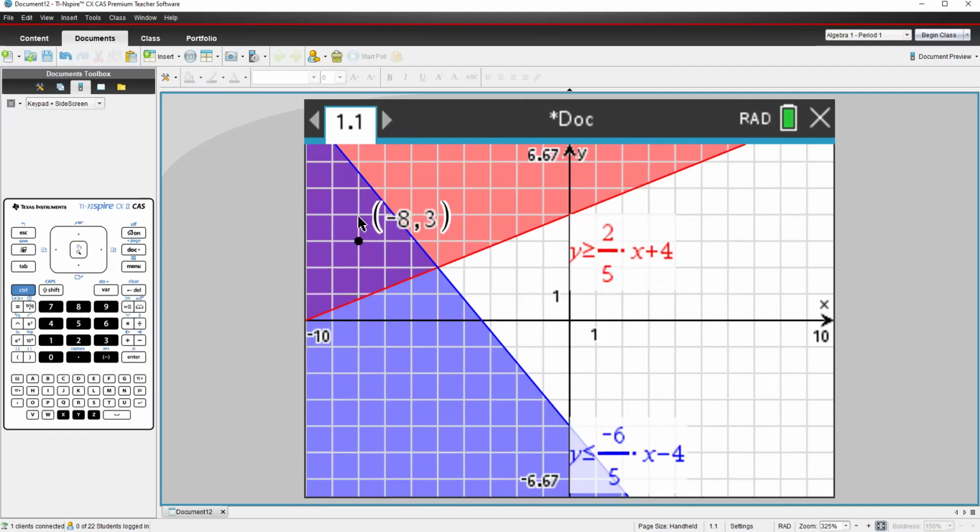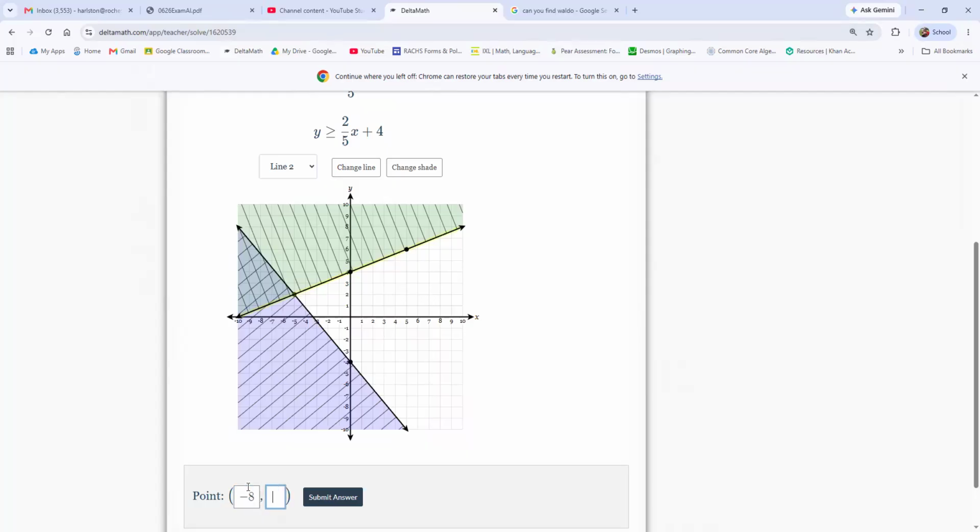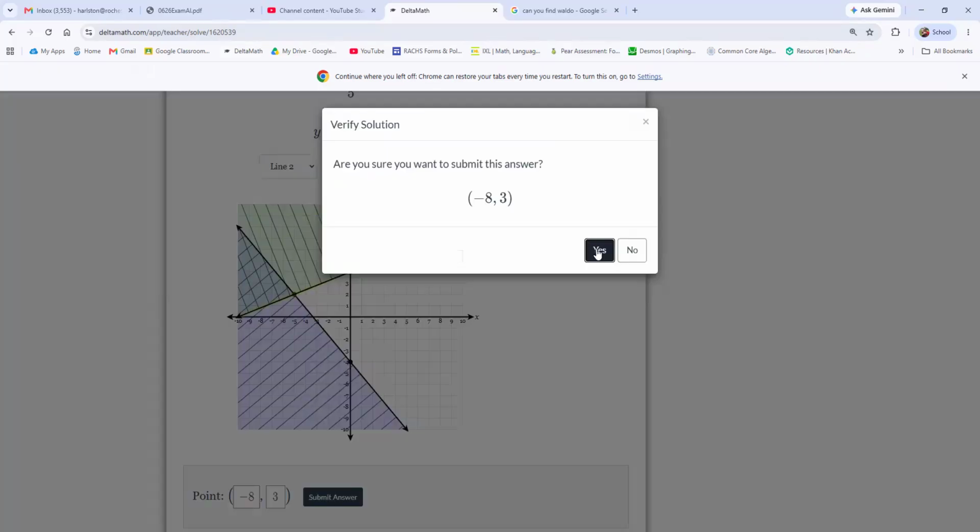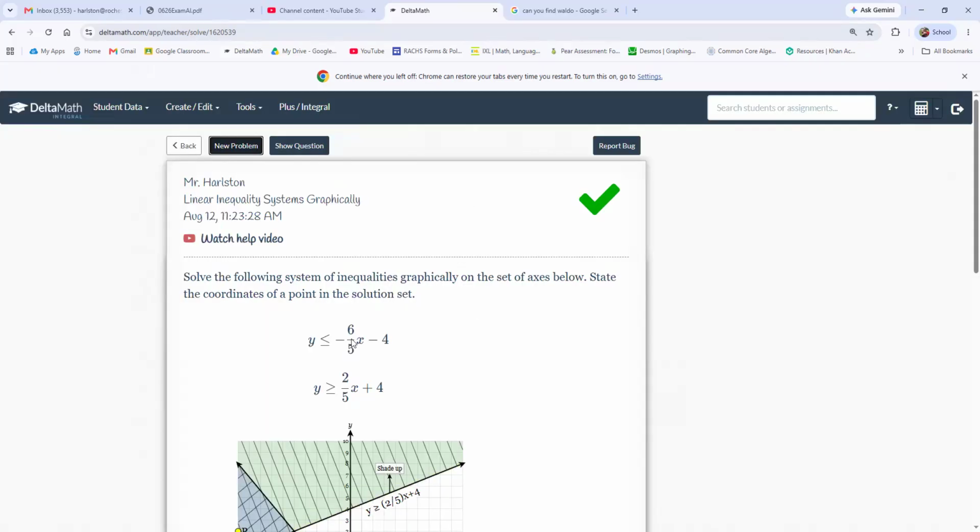It's in this shaded area. This area is the solution set. So now I can go and finish this question and just type in (-8, 3). And boom, that's it. Okay? That's how you do it.